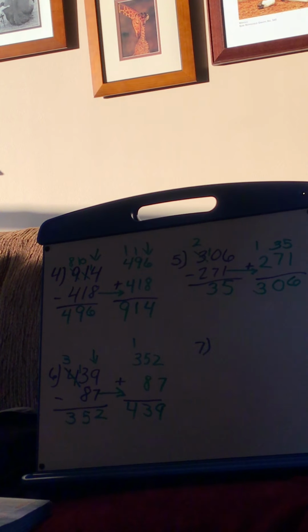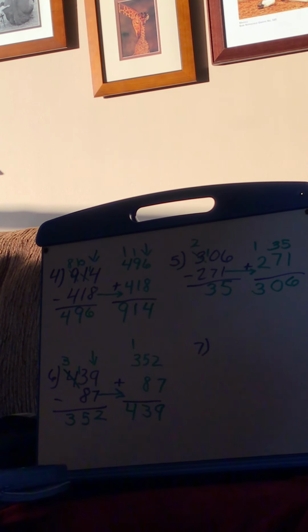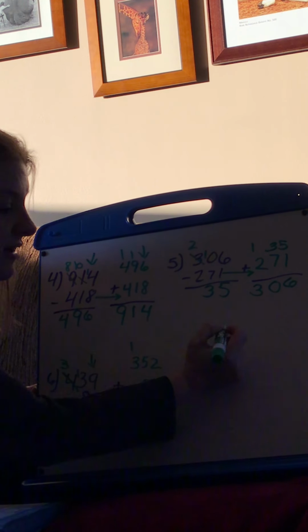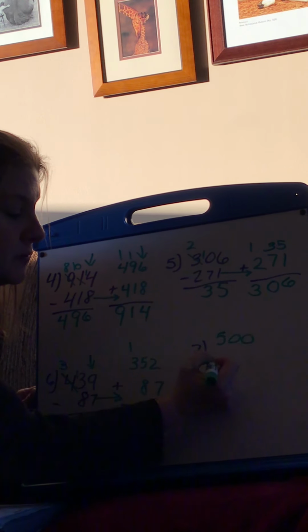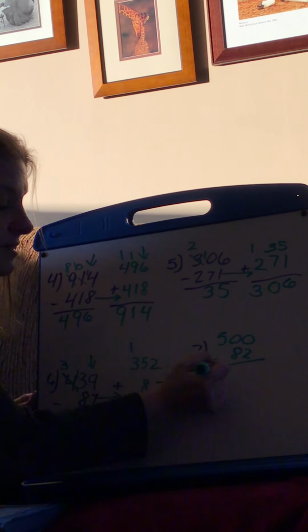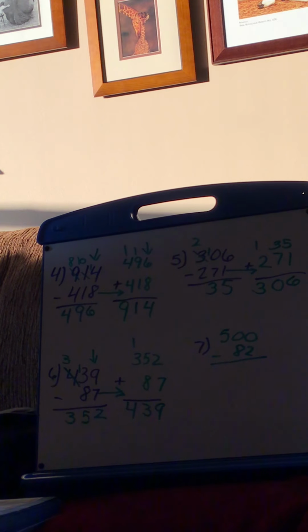Number 7 is a story problem. It says, a stadium has 500 tickets to sell for a game. The day before the game, they have 82 tickets left. How many tickets did the stadium sell? Write your answer, then use an addition equation to check your answer. First, we have to solve it. So there were 500 tickets, and we're going to subtract 82 from that. Those are the two numbers that it gave us.